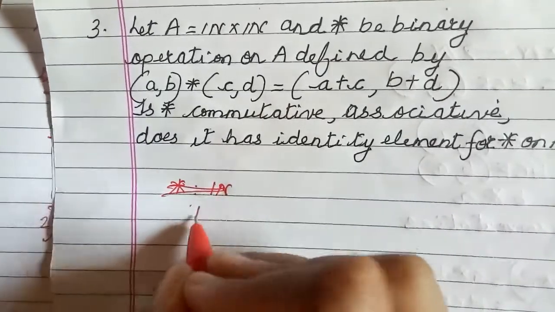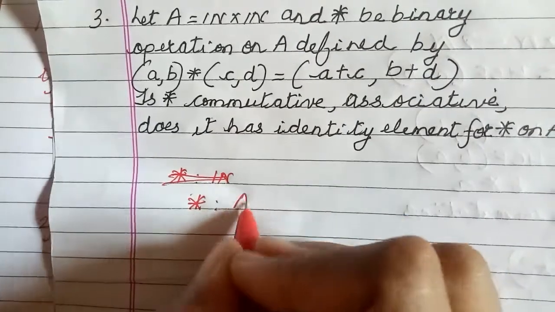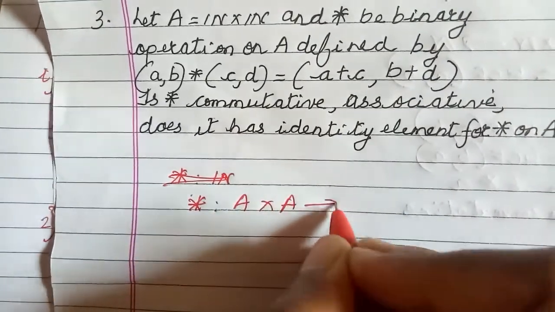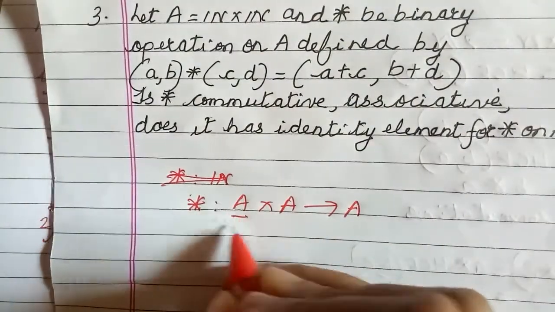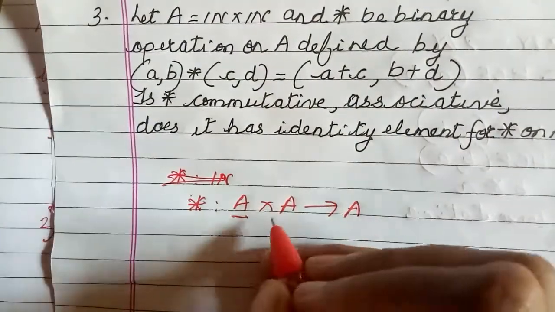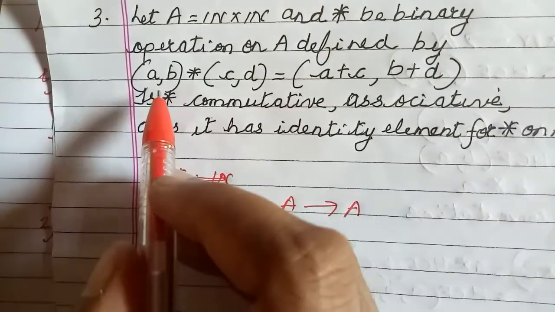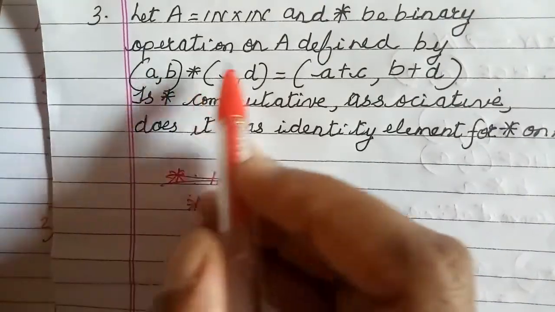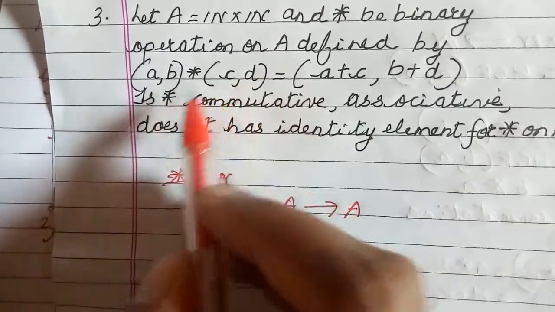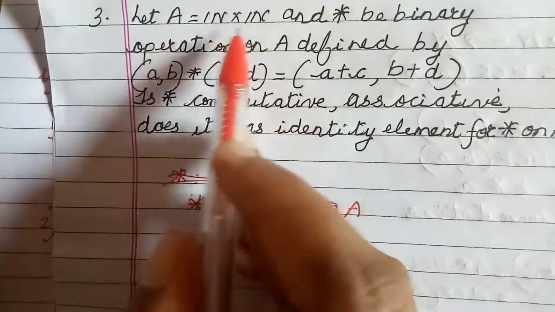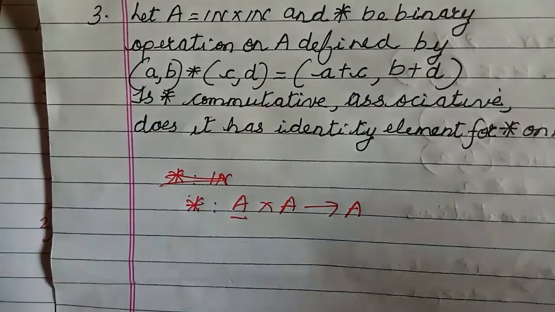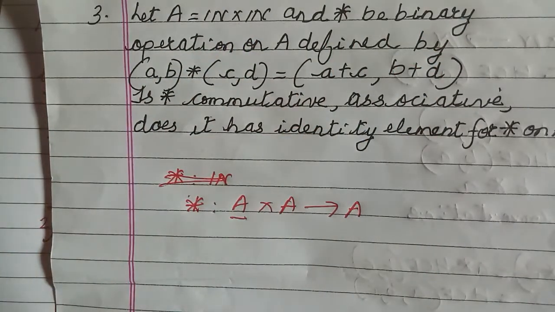I will not write it this way. I will write in short form, otherwise it will be too lengthy. So it is A cross A to A. That means my A itself here is a Cartesian product with another Cartesian product. That's why my definition here is given between... In the previous cases it was just A star B. But here your A itself is a Cartesian product with another Cartesian product of the same type, with another A.